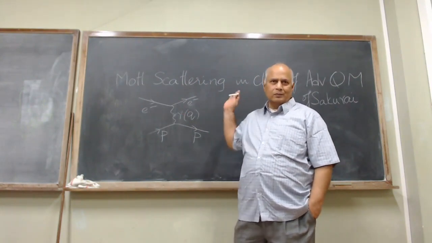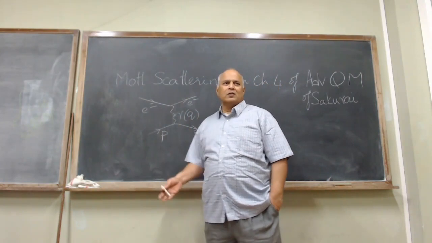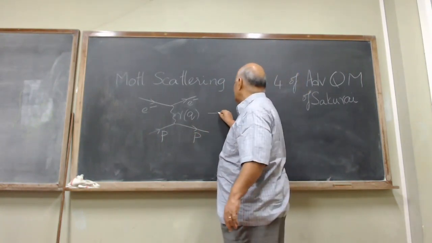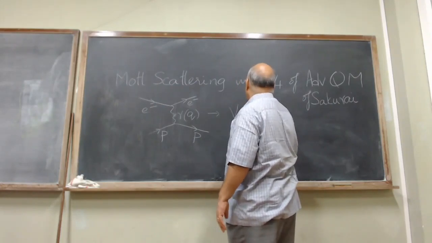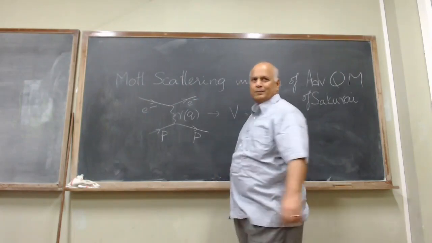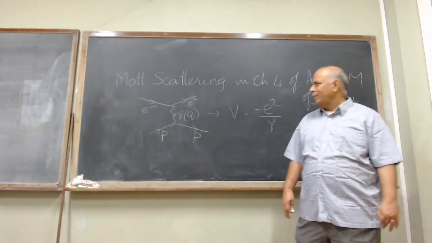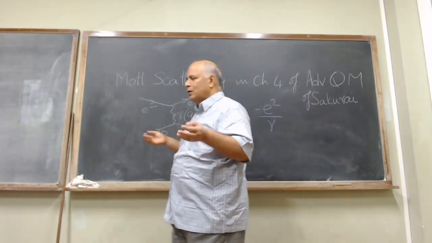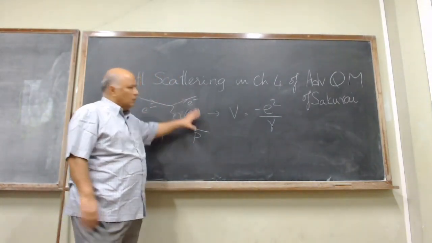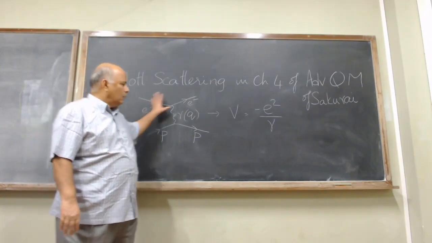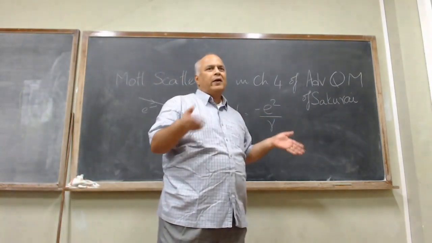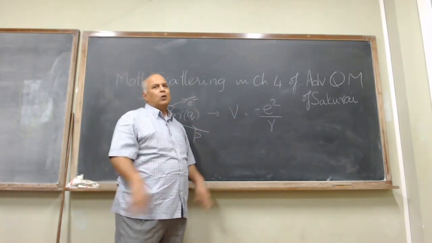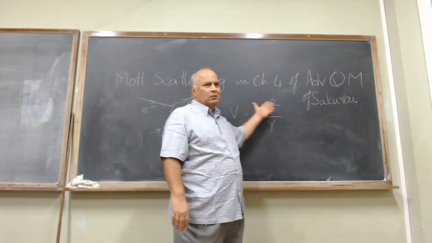Using QED, you can write down the matrix element for this process, and Sakurai describes how that matrix element converts into a potential, which of course looks like minus e squared by r, which is the standard Coulomb potential between a proton and an electron. So this is the first point you should realize: the amplitude you write down for a Feynman diagram like this, under the appropriate kinematic limit, and of course usually we write this in momentum space, you have to go into the coordinate space, and when you do so, it looks like a potential.